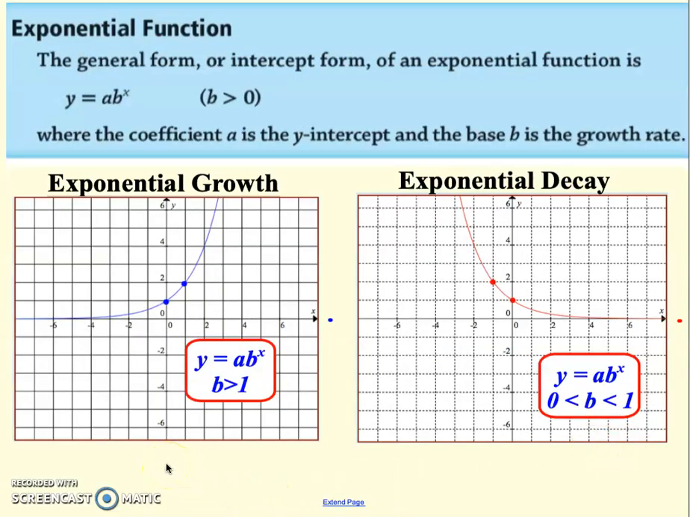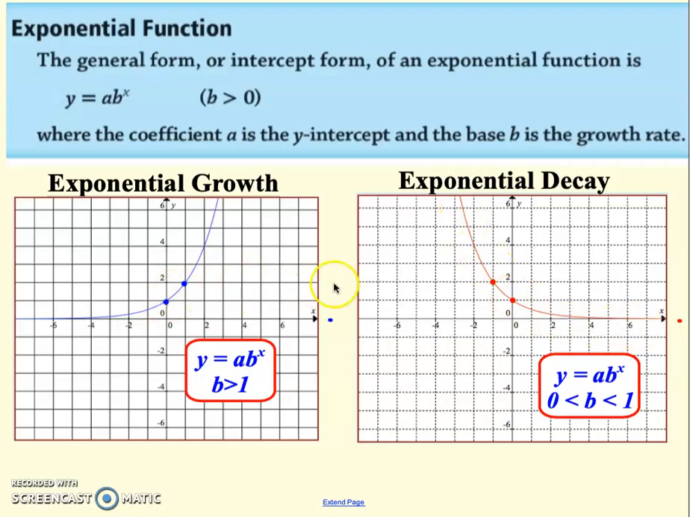For starters, I just want to get a quick visual of the difference between a growth model and a decay model. The base is again the important thing, so this would be a base bigger than 1, and the idea is that as you go left to right, it's increasing, or growth. Here's a base between 0 and 1, like a fraction, 1/2, 2/3, 3/4. A decay would be a decrease, so decreasing as we go left to right.